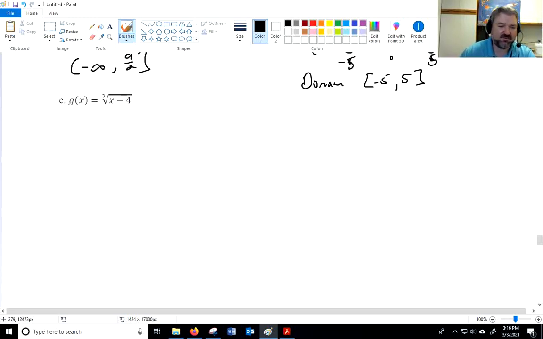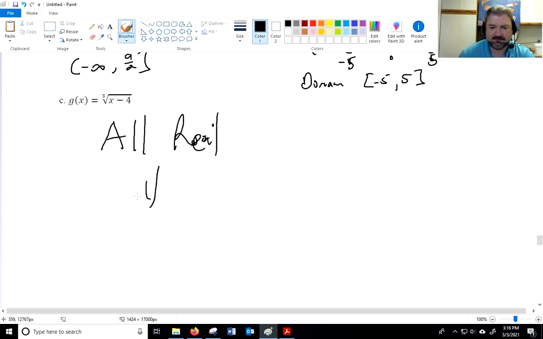Now, on this last question here, the cube root of x minus 4 is really just all real numbers, because we can cube root anything. So all real numbers are negative infinity to infinity.